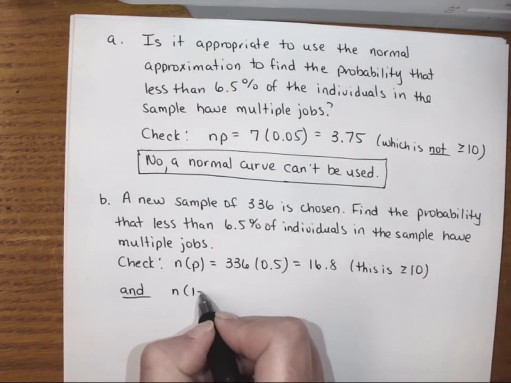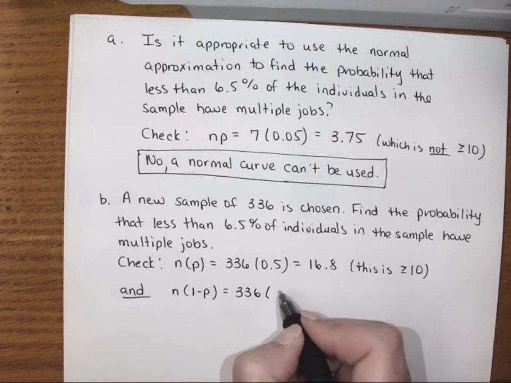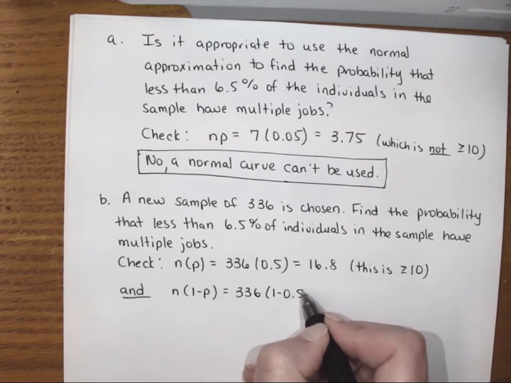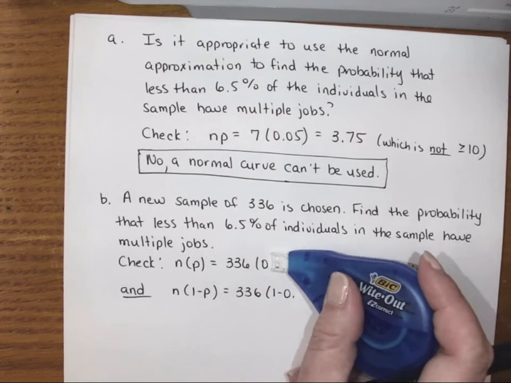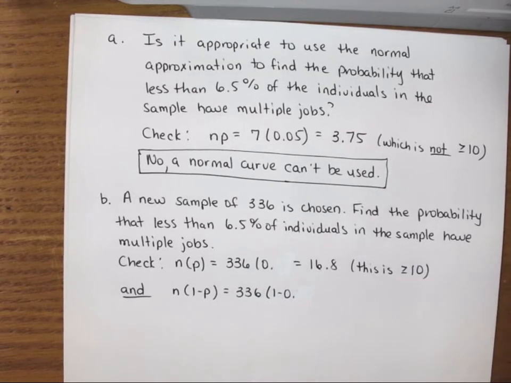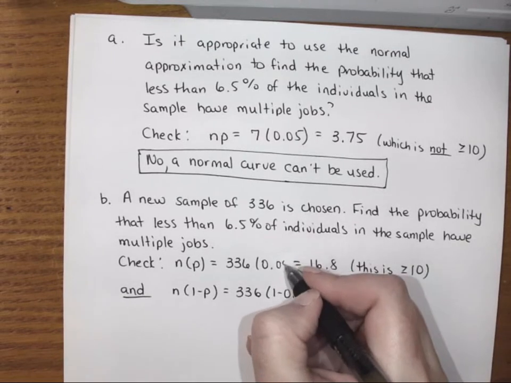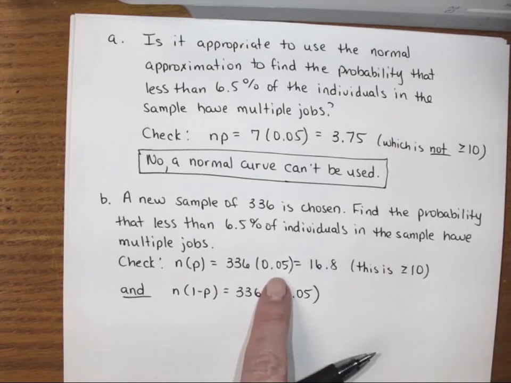So n times 1 minus p is going to be 336 times 1 minus 0.05, or 95%. And actually, sorry about that, this should be 0.05, because that was the original problem, right? Not 0.5, not half. Half is a lot different than 5%, so change that to 0.05. This answer is still correct.